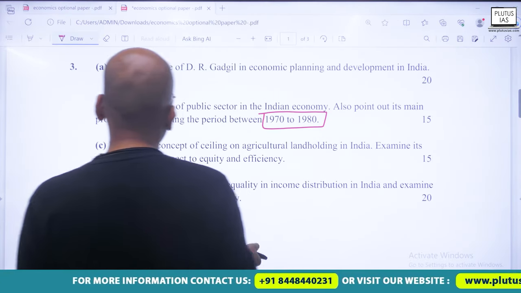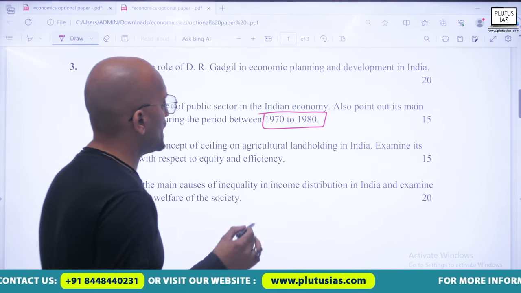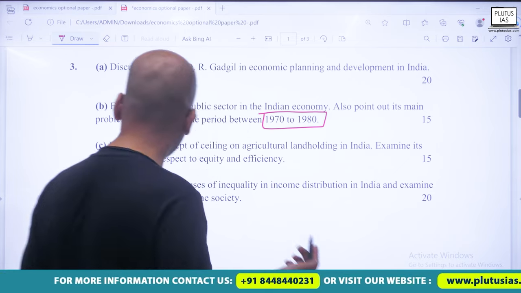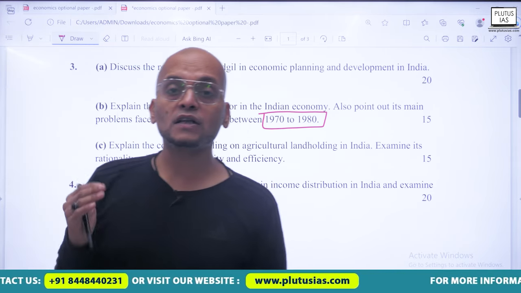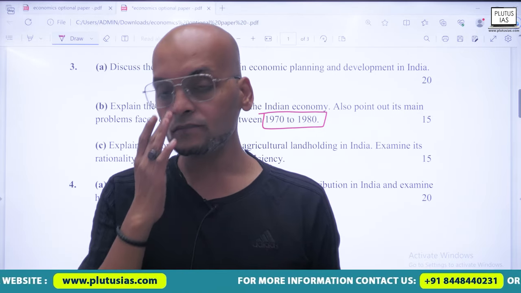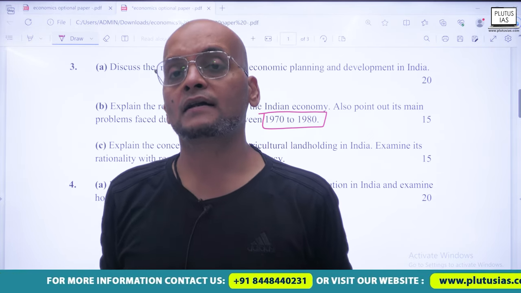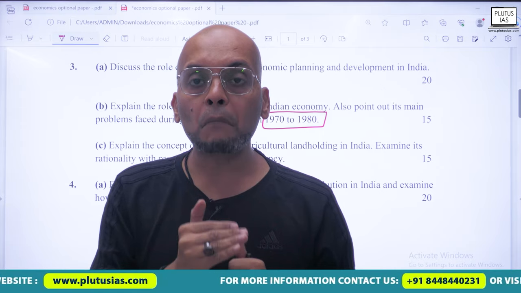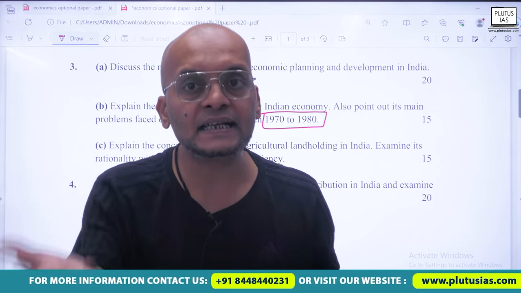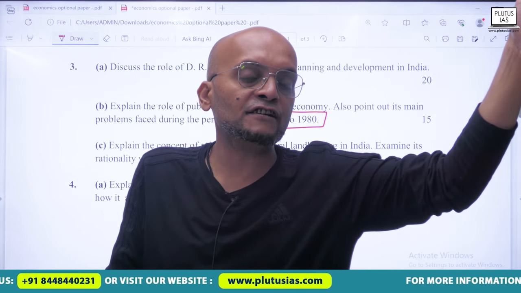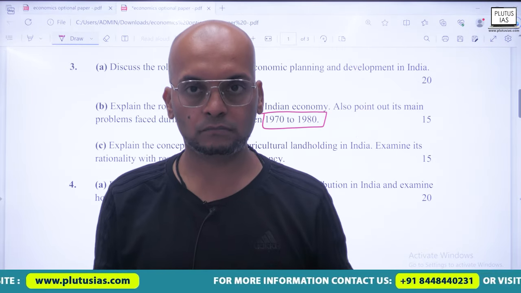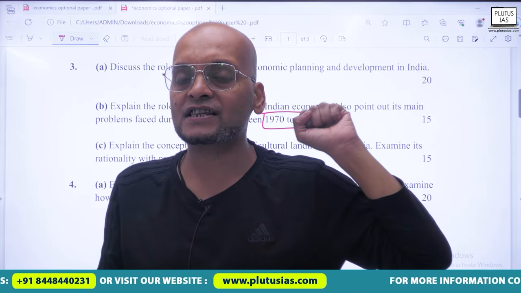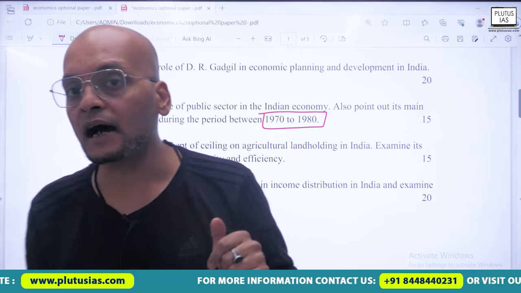Moving on. The C part is saying, explain the concept of ceiling on agricultural land holding in India. Examine its rationality with respect to equity and efficiency. So see guys, first of all, they are talking about the concept of ceiling. Now the concept of ceiling is a law that was presented by the government of India, a resolution by the government of India. According to this, a limit was set on the amount of land an individual or an entity can hold. That means an individual cannot own more than this much land. If he or she owns more than the granted limit, then that extra land will be confiscated by the government. So that's the meaning of ceiling.